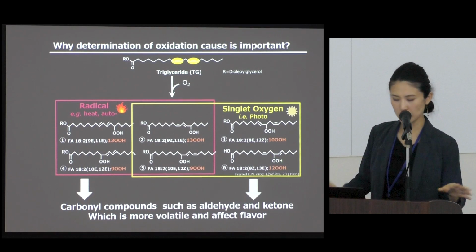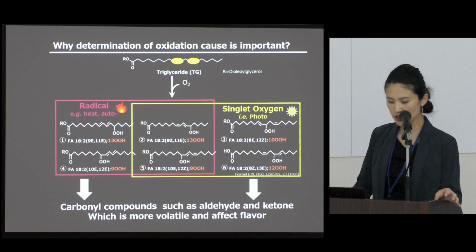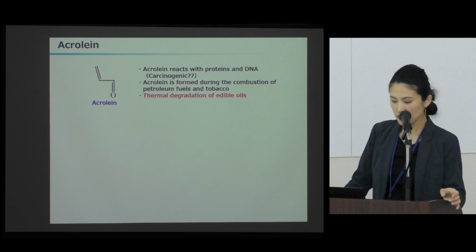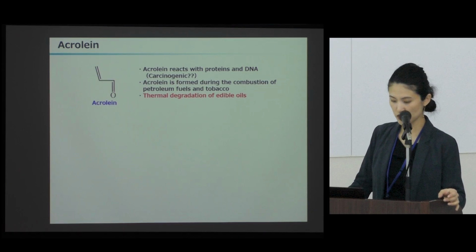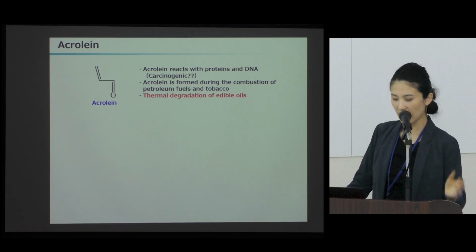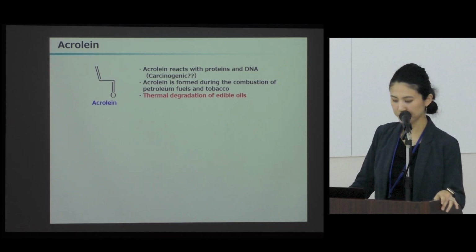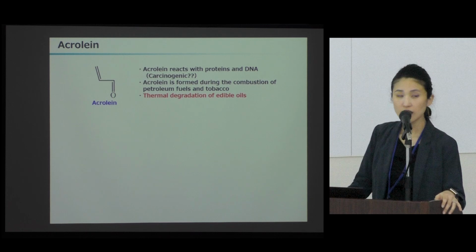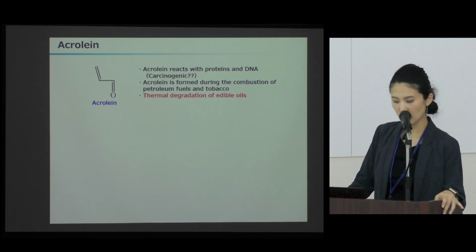But there are so many compounds, so today I will just focus on the secondary oxidation product acrolein. As you know, acrolein is one of the highly reactive aldehydes, which reacts with proteins and DNA. So many studies suggest its involvement in various pathogeneses. So far, the radical oxidation of alpha-linolenic acid, ALA, is thought to be the main source of acrolein.